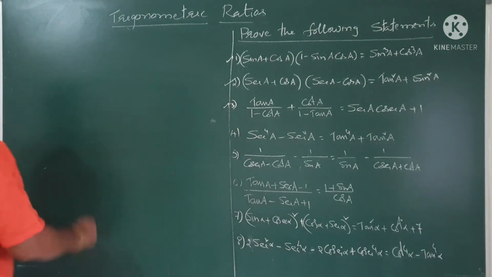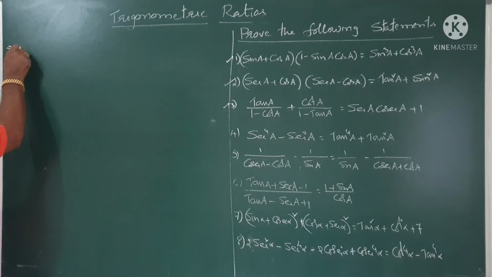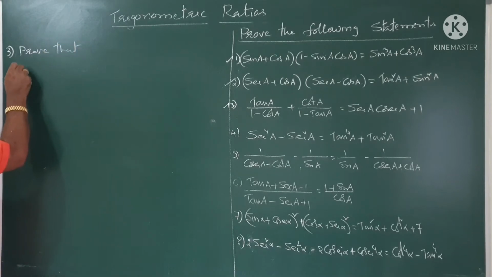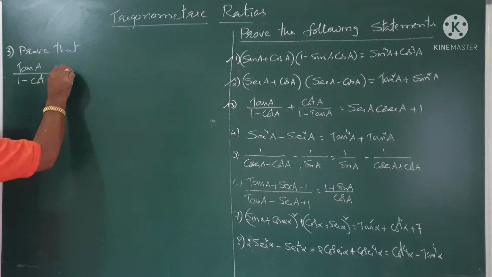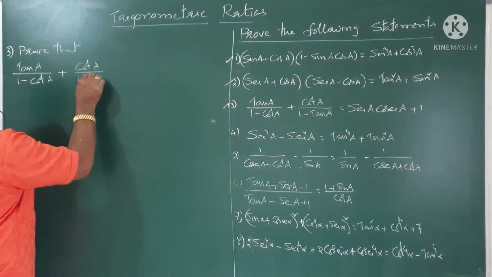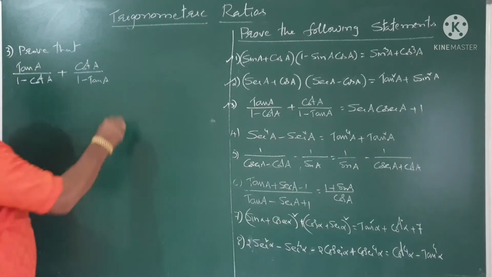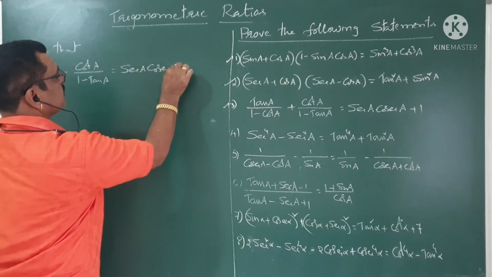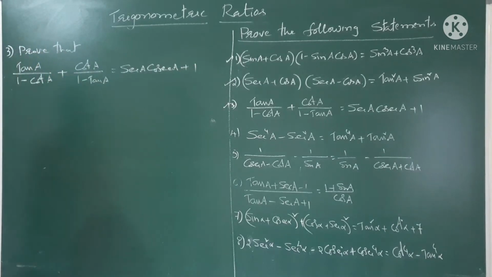Third, prove that tan A by 1 minus cot A plus cot A by 1 minus tan A is equal to secant A cosecant A plus 1. There are two methods. One method is, of course, as usual, take the left hand side and simplify it. So, left hand side, proof.